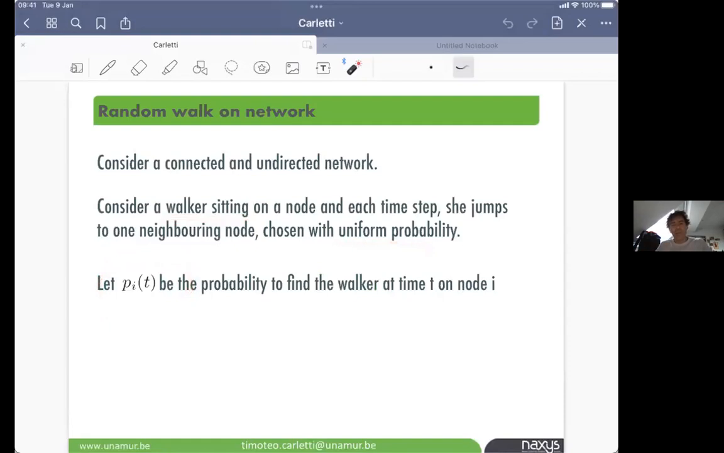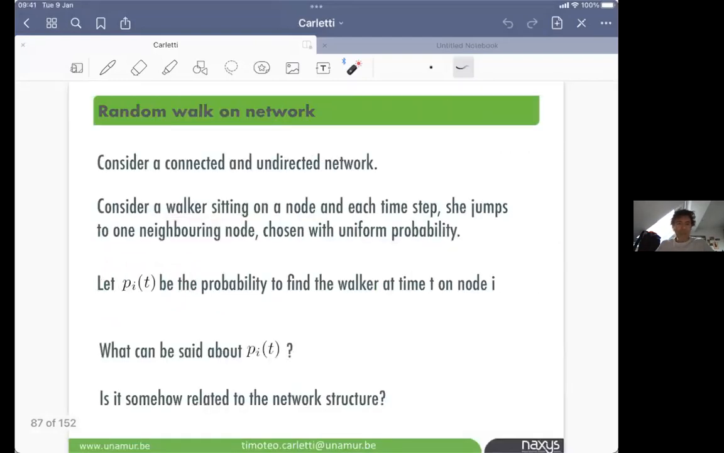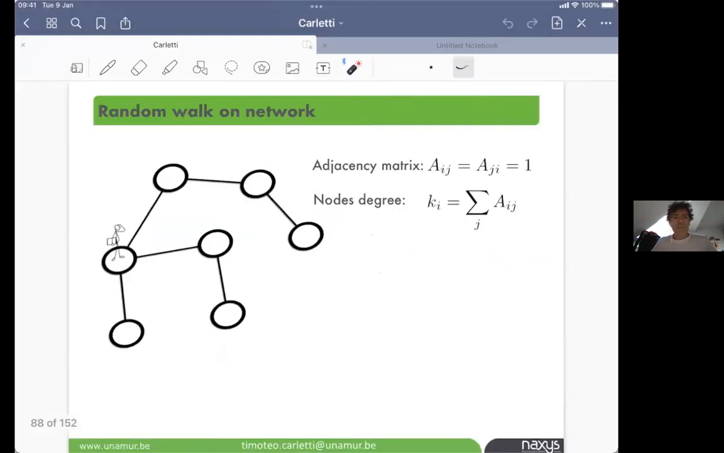Okay, so you have this network with hundreds of nodes. You have your walker, at each time step you walk around, and then you want to know with which probability p_i you can find the walker at node i. So in some sense, this is the frequency of visits if you wait long enough. So the question is what you can say about p_i(t), and how this answer is related to the structure of the network. If you take the same random walk process but change the underlying structure, how will this function p_i(t) change?